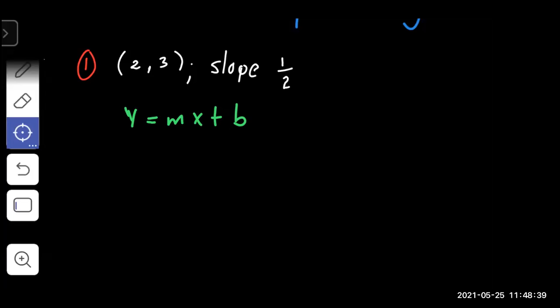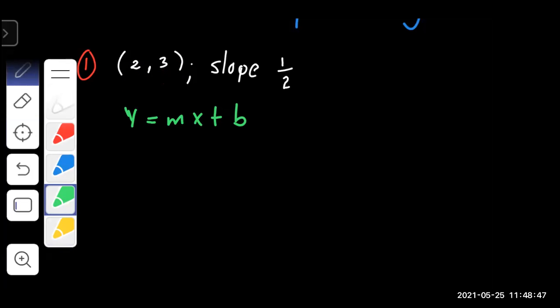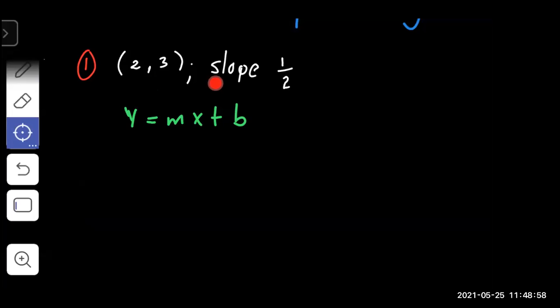So, guys, can someone tell me what information we have? (2, 3), guys. What does this 2 represent? What is x and what is y? X is 2, and y is 3. Okay, that is x comma y. We know that value, right? And what is the slope?